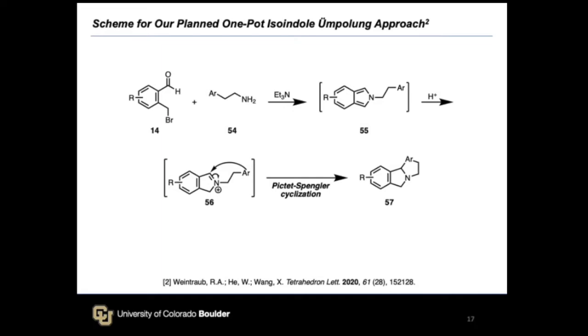The aryl group would then act as a nucleophile and attack the isoindolium electrophile, which would result in cyclization. Then the aryl group would act as a nucleophile and attack the isoindolium in a Pictet-Spengler type reaction to give the polycyclic isoindolene product.